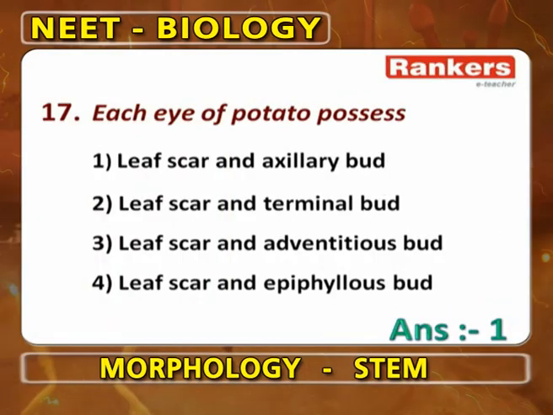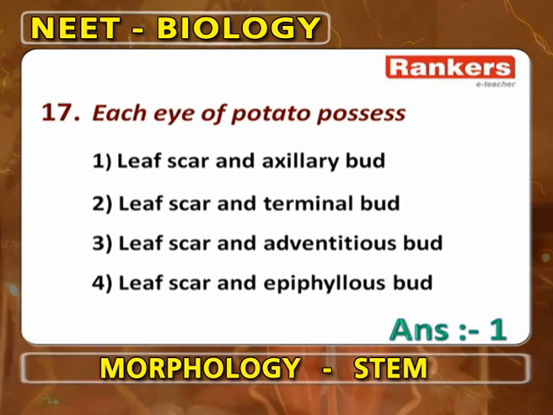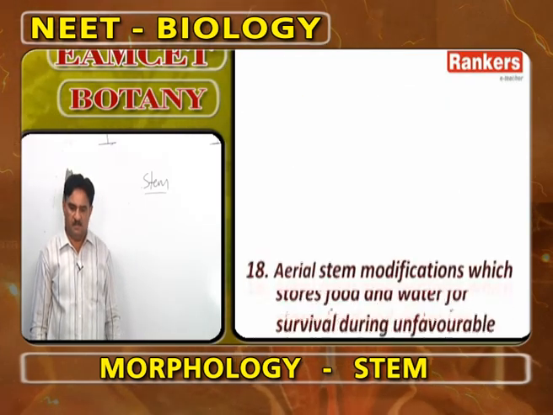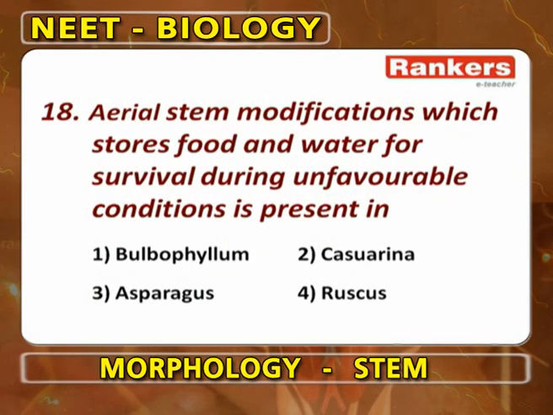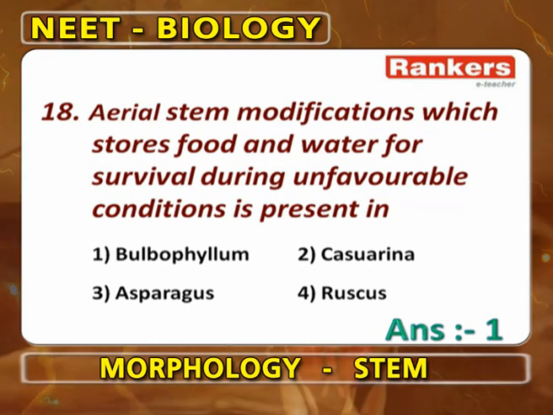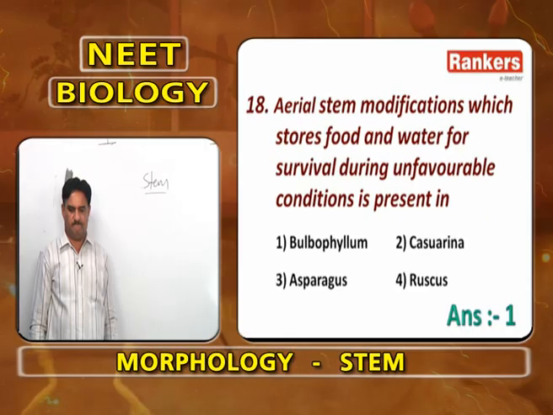Each eye of potato possesses leaf scar and axillary bud along with half moon shaped node. So, half moon shaped node, leaf scar and axillary bud combinedly form an eye in potato. Aerial stem modification which stores food and water for survival during unfavorable conditions. This is nothing but Bulbophyllum, pseudobulb, where aerial stem internode stores food material, not only food and water, to overcome unfavorable conditions because it is an epiphytic plant.